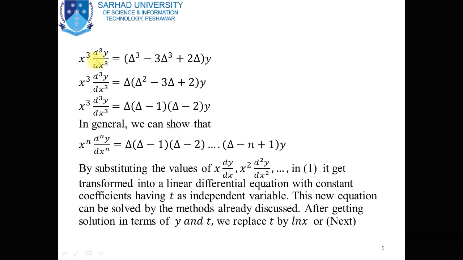Now x cube d cube y divided by dx cube is equal to del cube minus 3 del square plus 2 del into y. Taking del common, we obtain del into del square minus 3 del plus 2 into y. Now by sum and product factorization we obtain del into del minus 1 into del minus 2 into y.